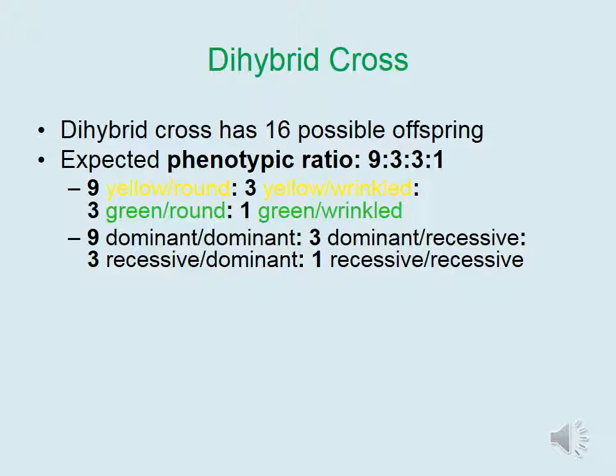Another way to state this is that 9 of the 16 offspring are expected to have both dominant traits, 3 of the 16 offspring are expected to have one dominant and one recessive trait, while 3 of the 16 offspring are expected to have the other recessive with the other dominant trait, and only 1 of the 16 offspring are expected to have both recessive traits. This puts in perspective just how rare recessive traits are.